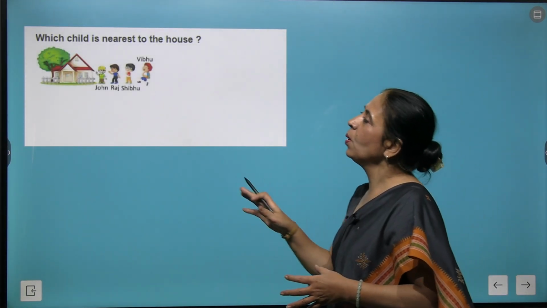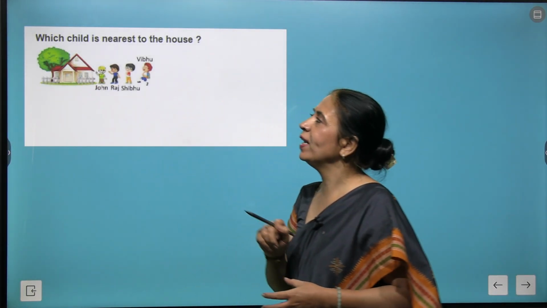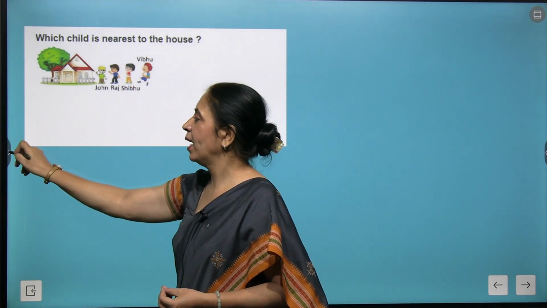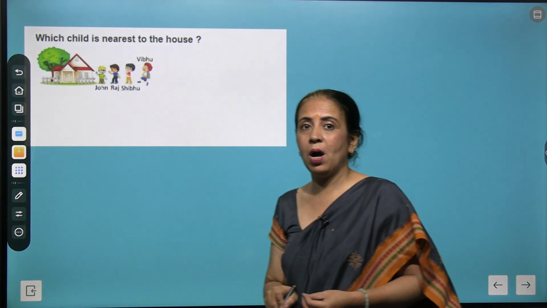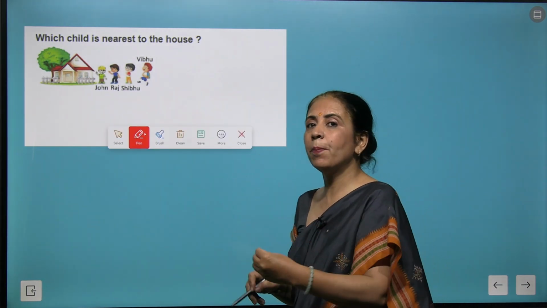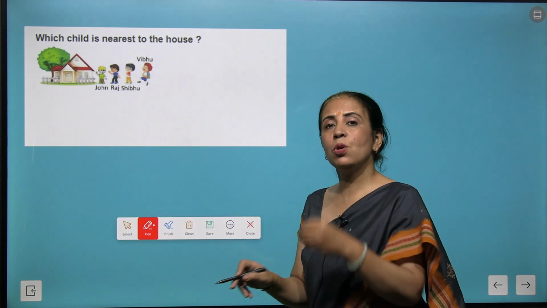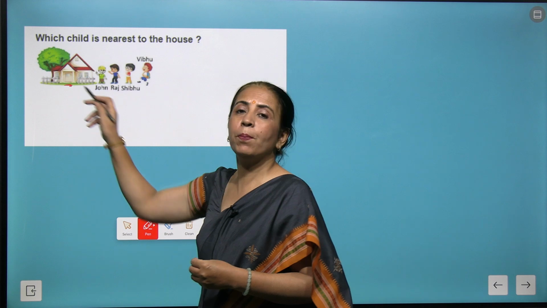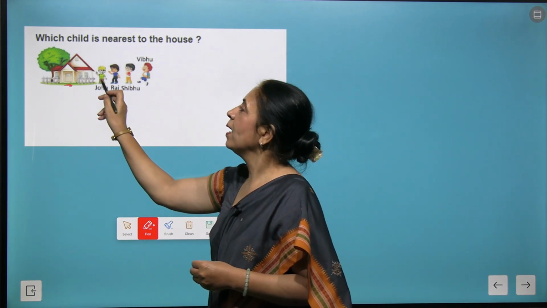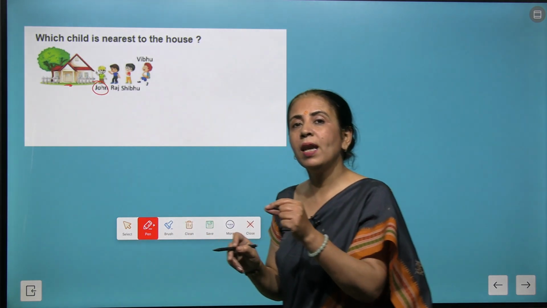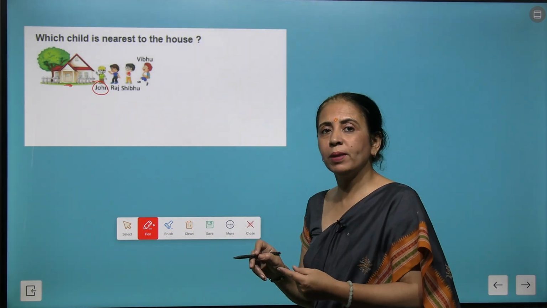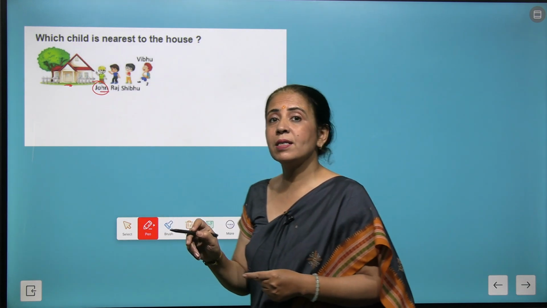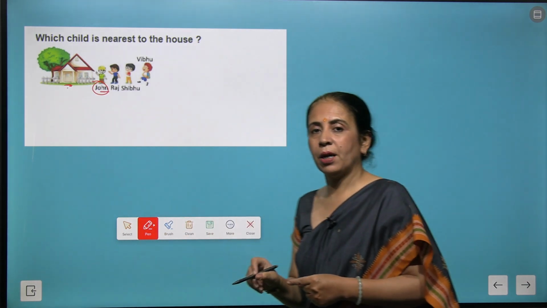So let's look here. We have few friends standing and we have a question that which child is nearest to the house. Now the starting point is given to you. Here you need not identify left or right, but you have a starting point. And then you say, we have John at first position from the starting point. That means it is the nearest place from the starting point.